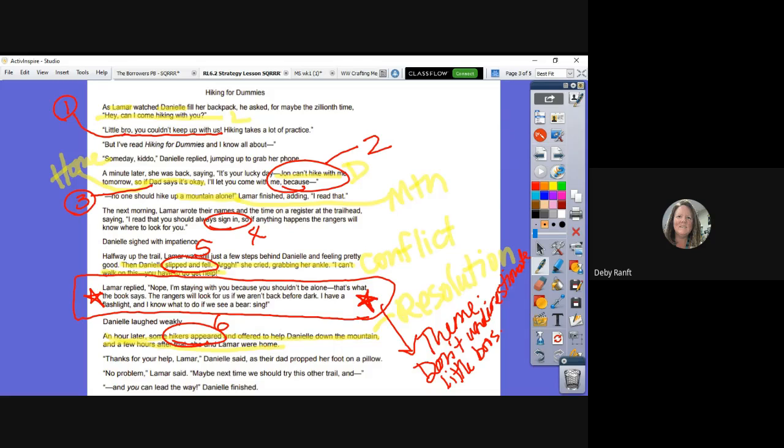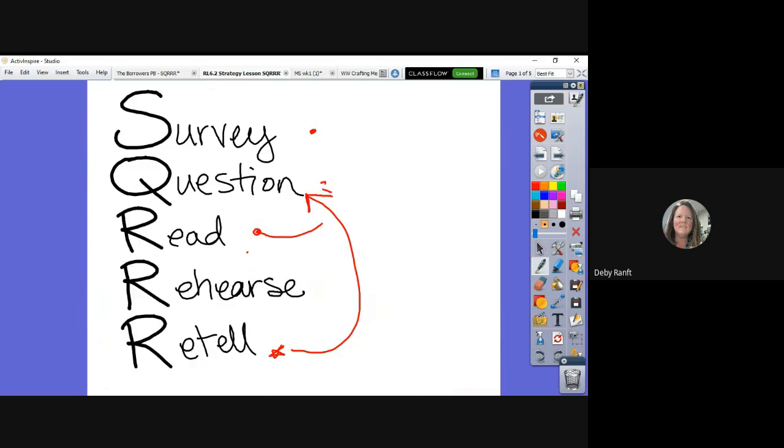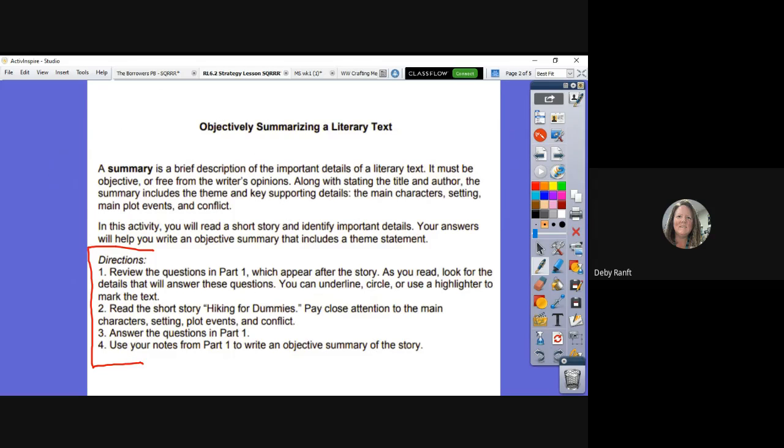Okay. I want you to go back when you're finished to the very top of the front page. Oh, not this one. This one. So it says, a summary is a brief description of the important details. Brief description. What is a brief description? Is it long? It's quick, right? It's small. It must be objective. What does that mean? What comes after it? It must be objective or what?